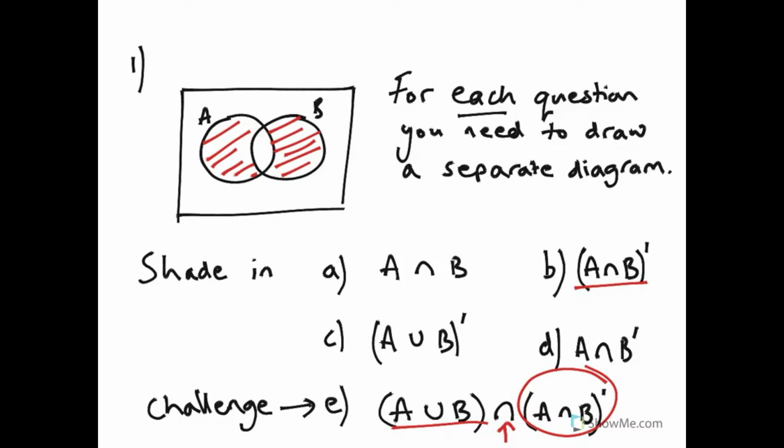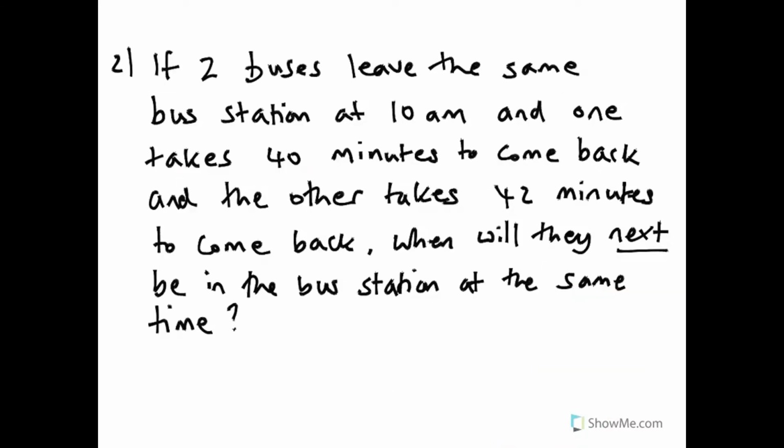On to question 2. This is a lowest common multiple question. Whenever you've got a worded question about when buses or trains are arriving at the same time, you need to work out what's called the LCM, the lowest common multiple, and you do that using primes.